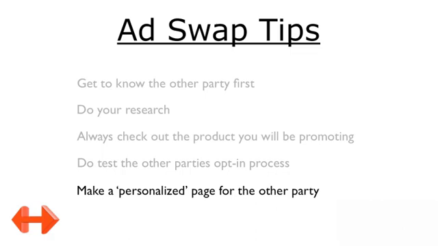And you also want to consider making a personalized page for the other party, and also asking the other party to make a personalized page for you. Because if you can personalize a page, it's going to convert better. So if you've done a swap with me and I mailed my subscribers and it had your name at the top of the page, a special deal for John Thornhill subscribers on your page, it just works better. Okay, so try to personalize the page and try to get that done for you as well.